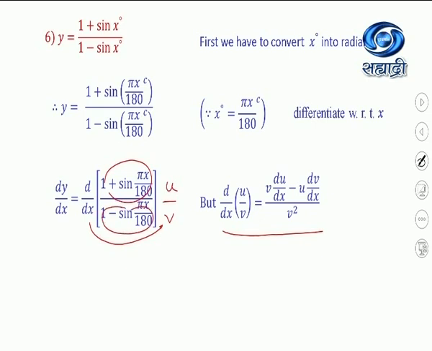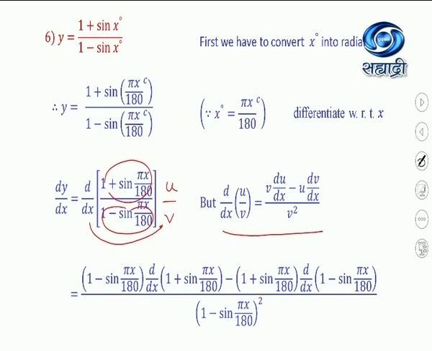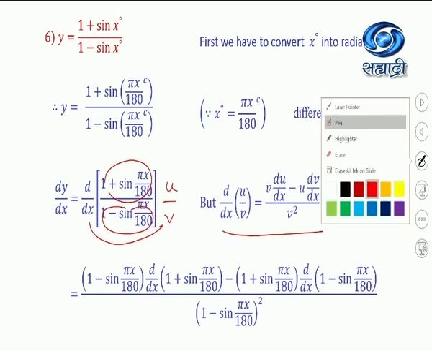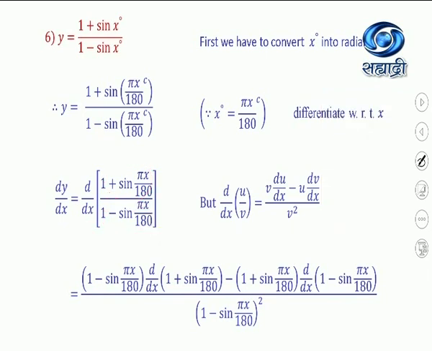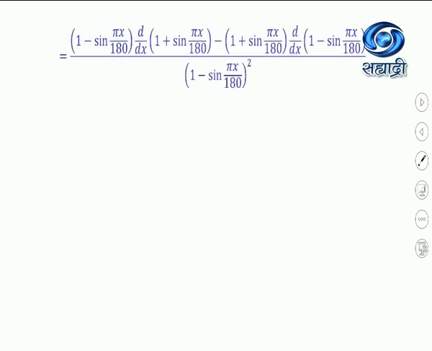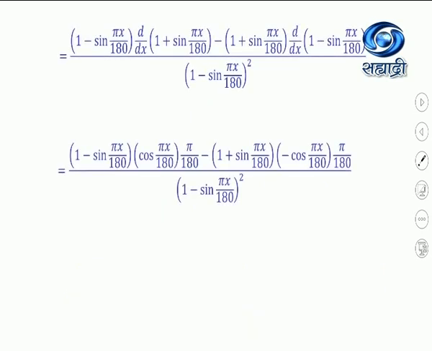And now our next step is, see here. What is our next step? You read this, 1 minus sine of pi x upon 180 into d by dx of 1 plus sine of pi x upon 180. v square, this is v, this is u. v square, v into derivative of u minus u into derivative of v. Now we will continue with the same step here. And now our next step is this.